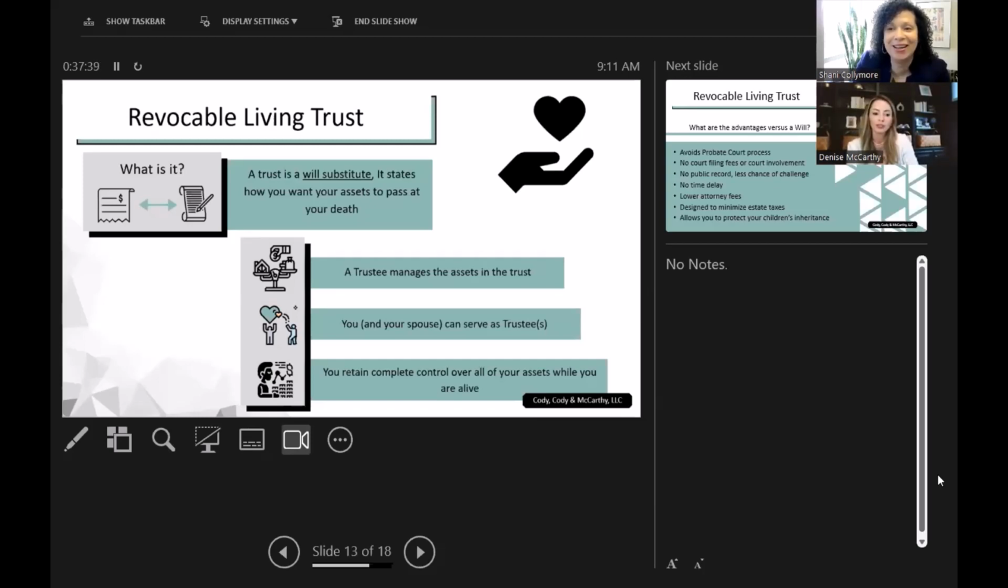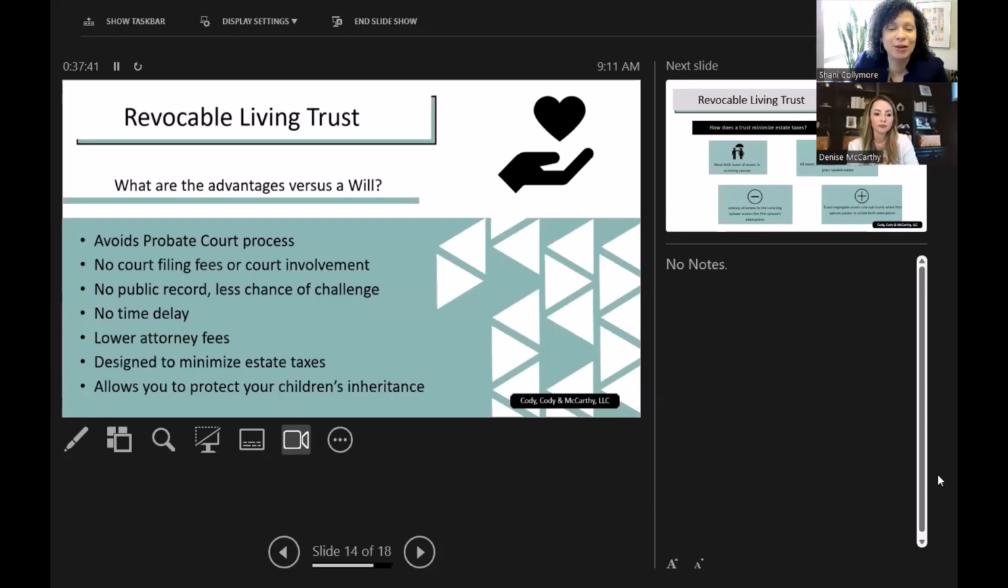Okay, so we've kind of touched on some of these things. The revocable trust avoids the probate court process. There are no court filing fees, so people do like that. And it's not public, because when you file your will with the probate court, people might not know this, but that's public. So anybody technically can go down to the court and read your will. I don't know why they would, but they could.